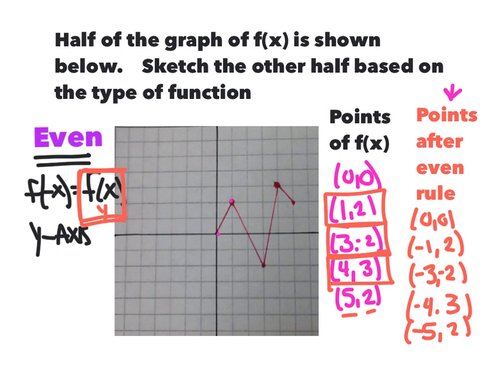So now I'm just going to go ahead and plot those. So I have (0, 0), (-1, 2), (-3, -2), (-4, 3), and (-5, 2). And then we'll go ahead and connect those. And there you have it. We have finished the even function. Now it should make sense because it should be symmetric to the y-axis. And again, that just means all the y values should remain the same and the x's became negative.